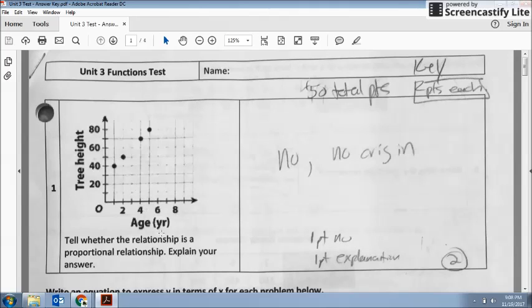So the very first one here says, tell whether the relationship is a proportional relationship. And on this one, the answer is no. So that's worth 2 points. And the reason why it's not proportional is because it does not go through the origin.